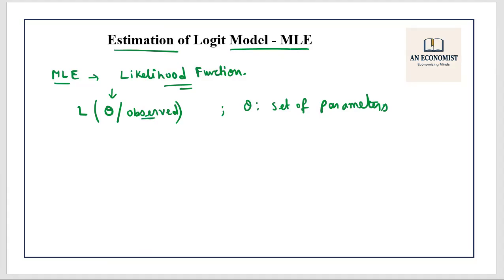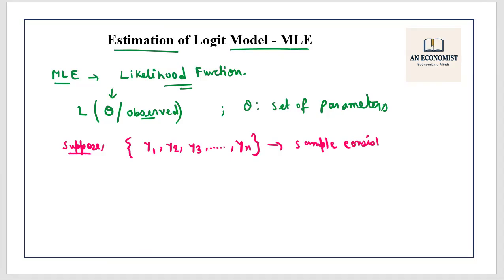So suppose you have n independent responses, y1, y2, y3 up to yn. These are the sample consisting of n independent responses. What are the responses? Responses could be whether you are owning a house or not. So we are continuing with the same example that I have shown you, the house ownership problem. If y takes the value 1, it means you own a house. If y takes the value 0, it means you do not own a house.